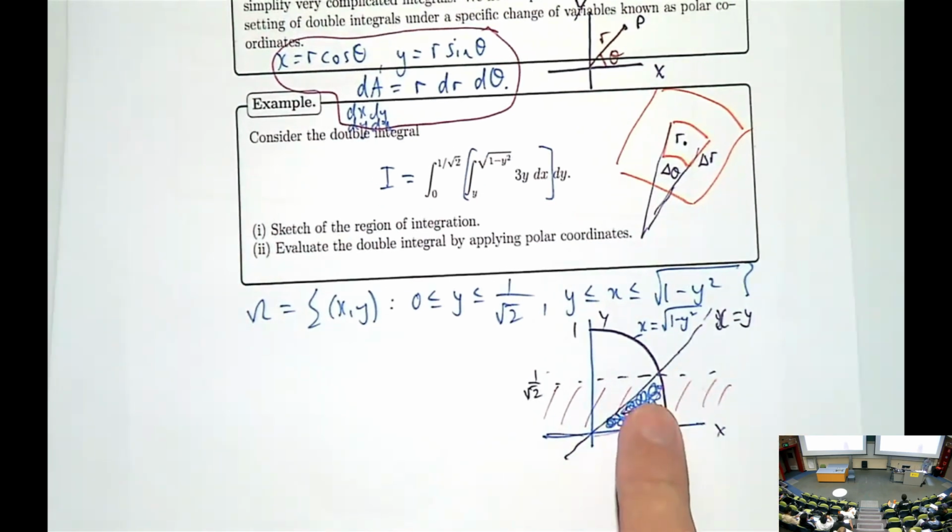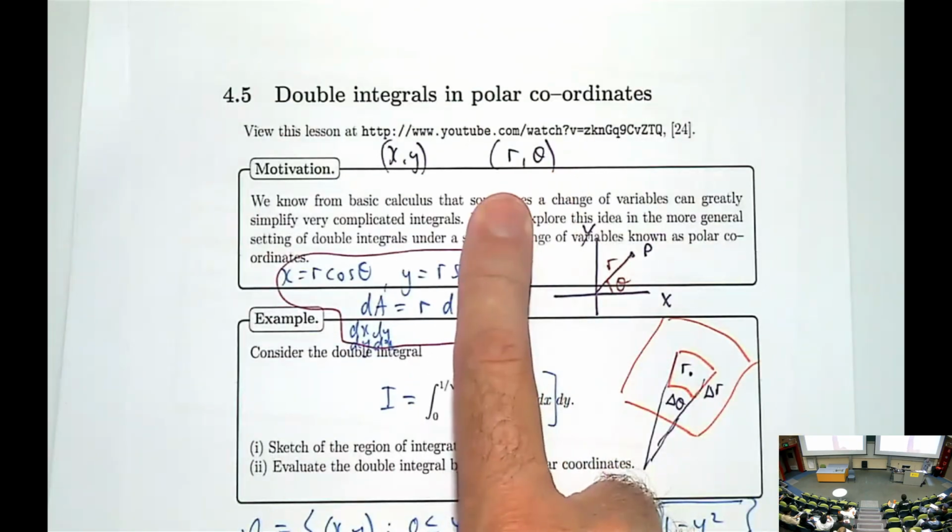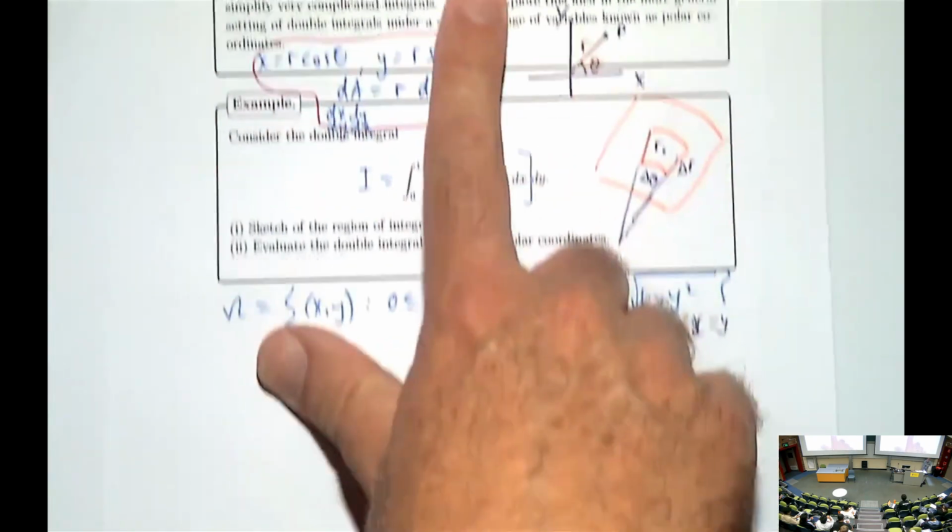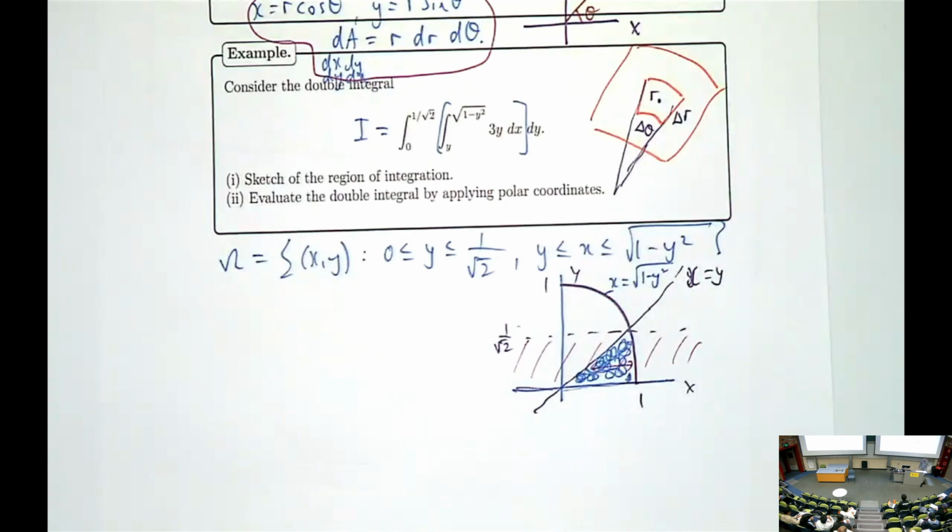So how can we describe that in terms of r and theta? That bit there. Can anyone guess? Math 1131. Yes. R would be between 0 and 1, and theta would be between 0 and pi on 4. Exactly. So let's deconstruct that a bit.